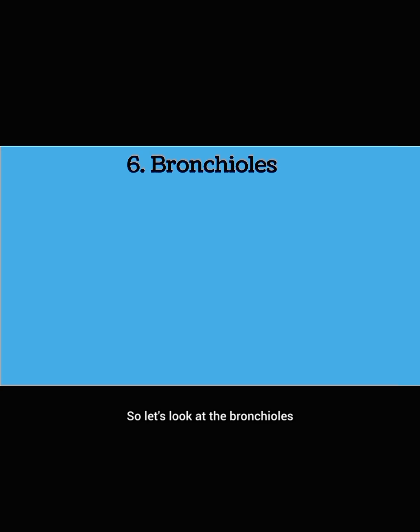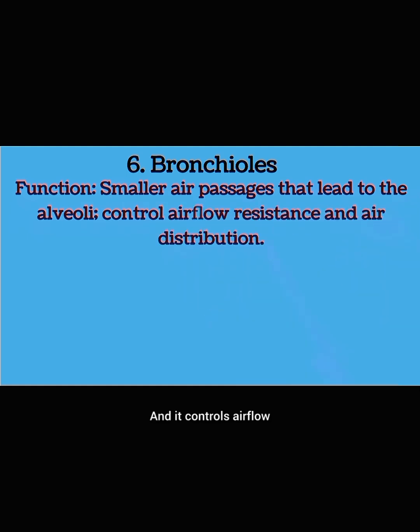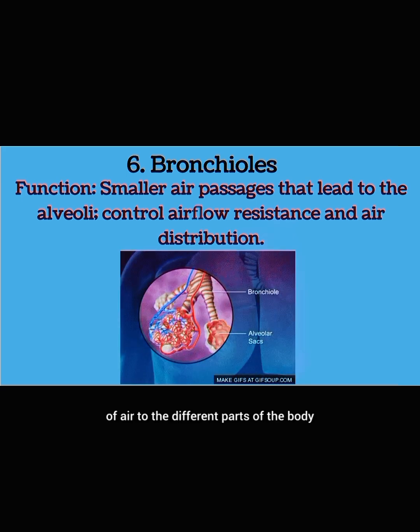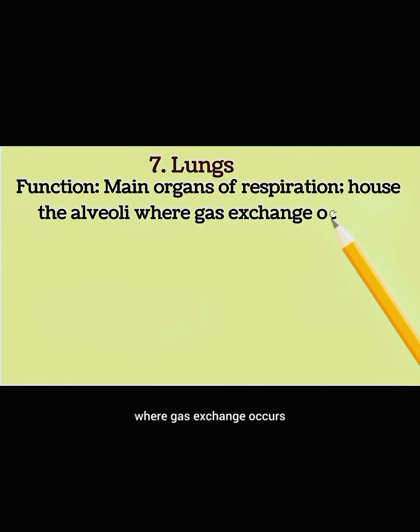So let's look at the bronchioles. They are smaller air passages that lead to the alveoli, and they control airflow. That is, the bronchioles control airflow, resistance, and air distribution. They are in charge of distributing air to the different parts of the lungs. So let's look at the lungs. The lungs are the main organ of respiration. They house the alveoli where gas exchange occurs. So you should know that our lungs are the main organ of respiration.